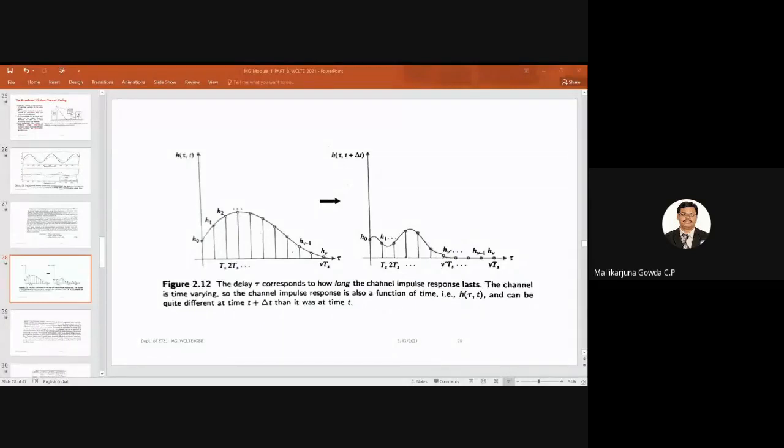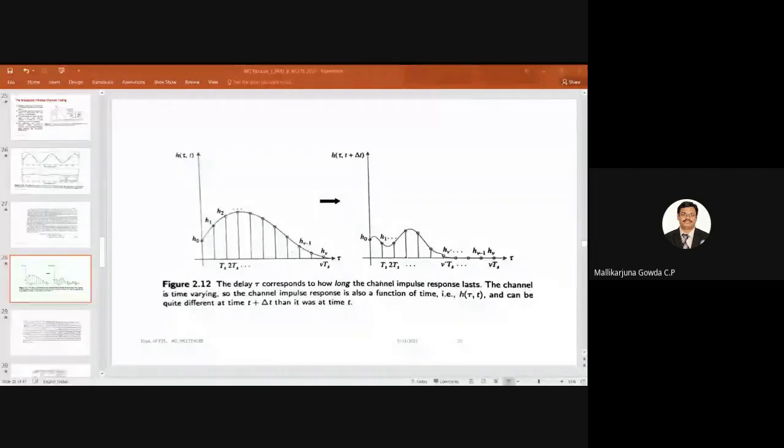So this is the impulse response of the channel, tau comma t. I said h0, h1, h2, and so on up to hv. So this is h of tau comma t versus tau, at different symbol intervals. These are the different values of h0, h1, h2, and this is h of tau comma t plus delta t. Here I am showing the change with respect to time. Here you are able to find the difference.